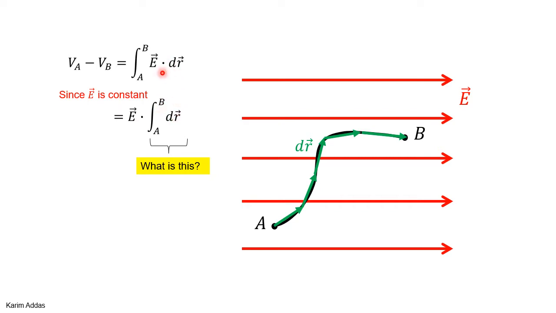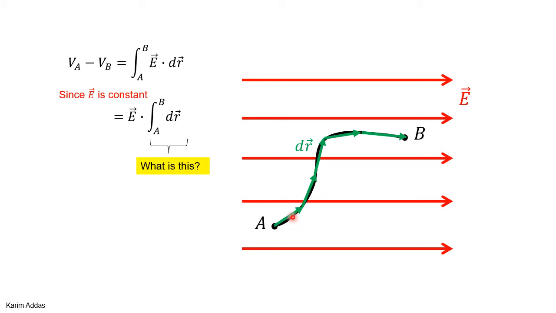Try to justify to yourself how we took the electric field outside and how these two things are the same. Because the electric field is just a constant, it's a uniform electric field. So we took it outside, the dot product goes outside, and you end up with integration from A to B dr. What is integration from A to B dr? What does that mean?